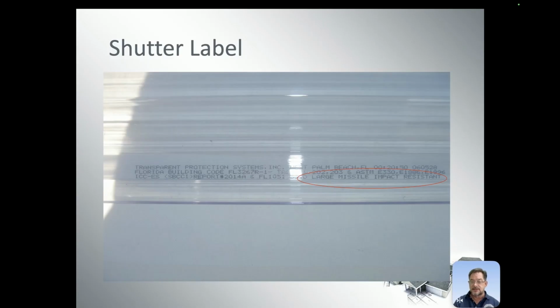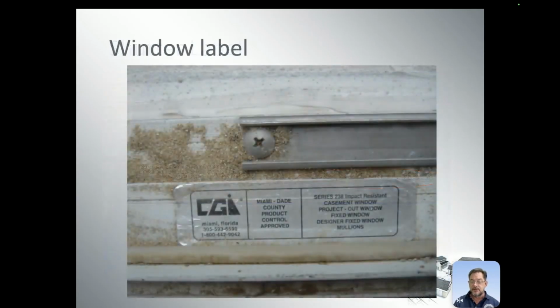Again, this is a Lexan type material. Works great. And then here you go. This says impact resistant. You have to look it up and see what it was, but I'm willing to bet if this is a house, it's probably large missile, but you'd have to look it up. This is not enough.